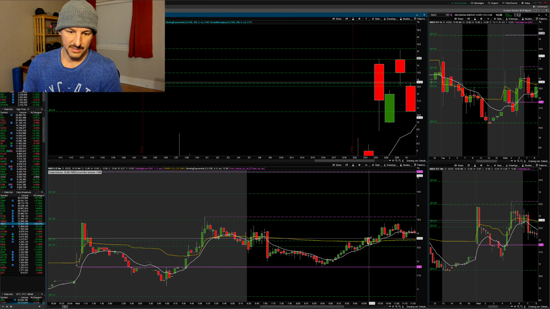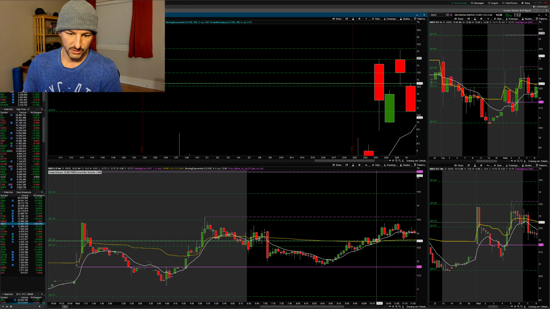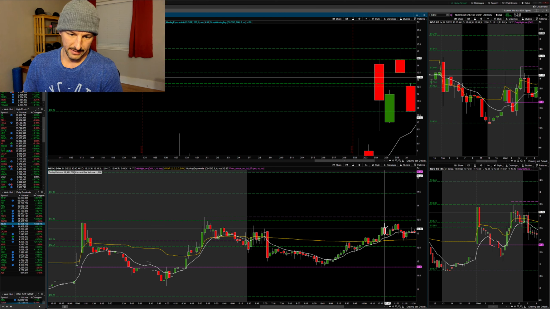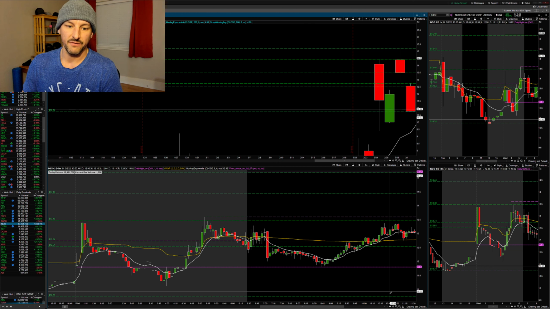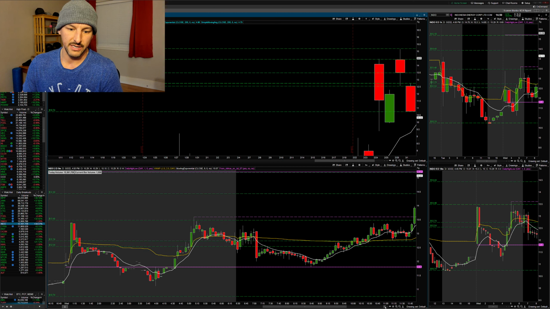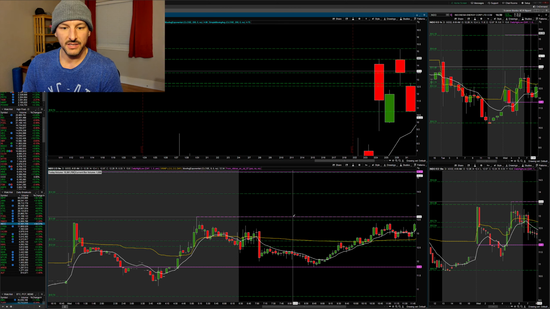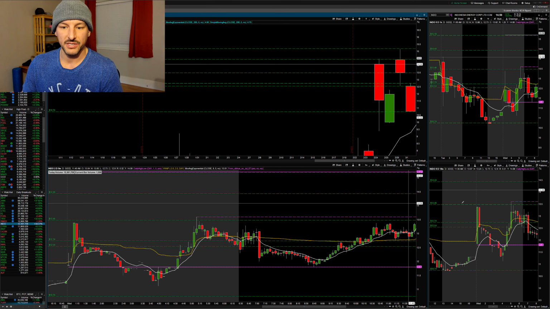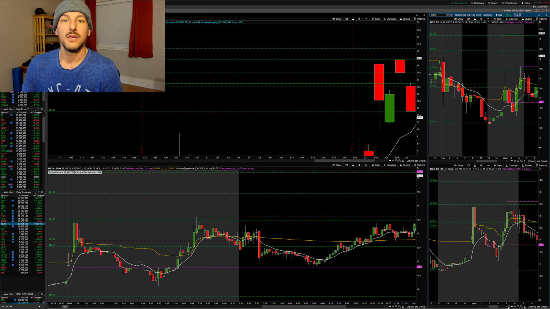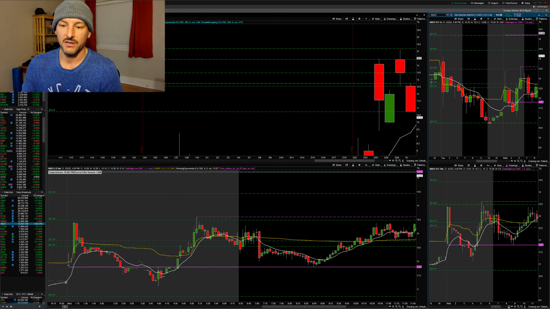And after we test and break VWAP, we do a little reclaim here. And we start chopping around here, holding above VWAP. So at this point, shorts are getting really scared. But the thesis is still the same. And actually, this looks even better now that it went sideways. So once again, we're looking for that break of resistance.